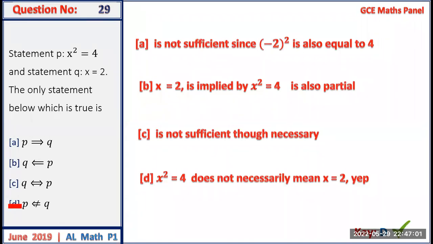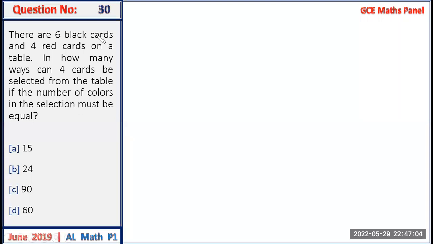Okay, question 30. There are 6 black cards and 4 red cards on a table. In how many ways can 4 cards be selected from the table if the number of colors in the selection must be equal? So we must select 2 black and 2 red. So this will be the combination of selecting 2 red cards from 4 red cards and 2 black cards from 6 black cards.